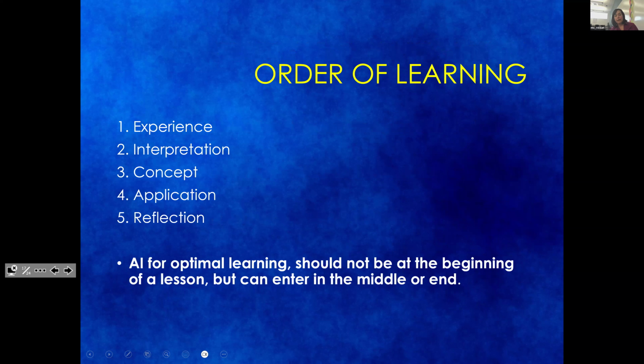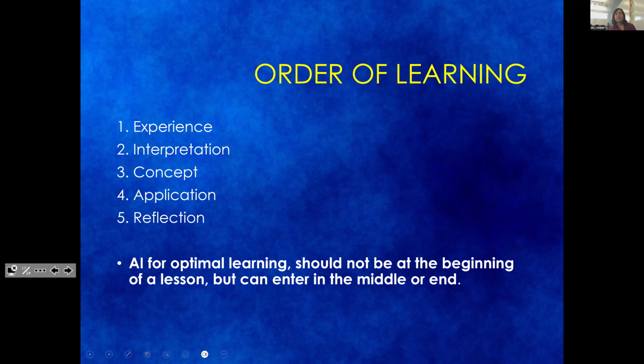So the order of learning in science is basically to experience, interpret, draw some sort of concept, apply it, and then reflect. So really, AI for optimal learning should not be at the beginning of a lesson. It should not be the entire lesson, but it can enter in the middle or the end of a lesson.